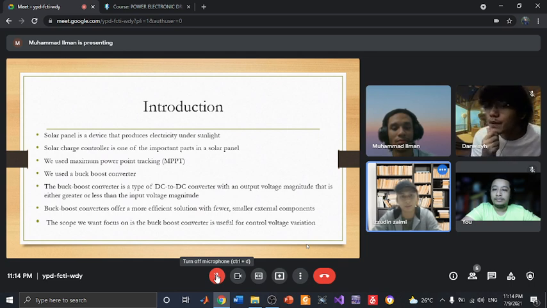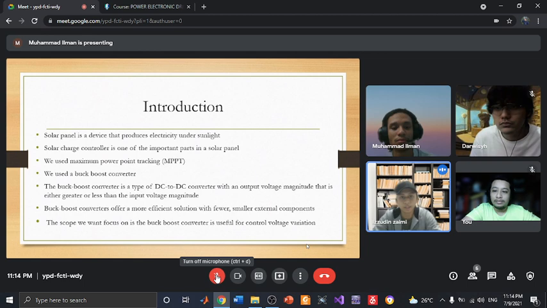Okay, second, solar charge controller is one of the important parts in a solar panel. It regulates voltage and current to prevent the battery bank from overcharging due to the solar array voltage. Okay, next we use maximum power point tracking, MPPT, with 48 volt solar panel array voltage as the controller to have maximum power produced and minimum losses.